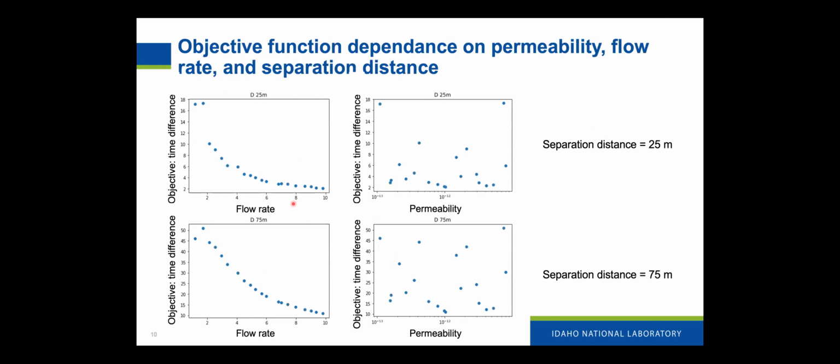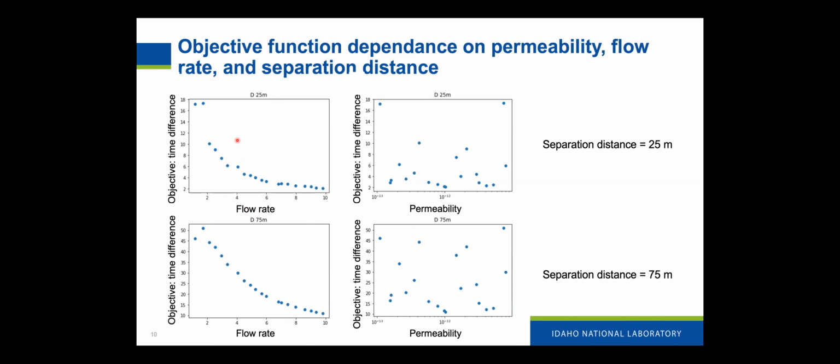But I think this slide summarizes that influence in a more objective fashion, because we computed our objective function, which was the time difference, which I described in one of our previous slides. The top two plots show the objective function on the y-axis with respect to the flow rate and the permeability, considering a separation distance of 25 meters. And the bottom two plots show the same thing, but considering a separation distance of 75 meters.